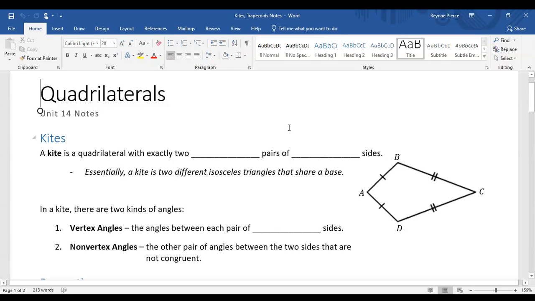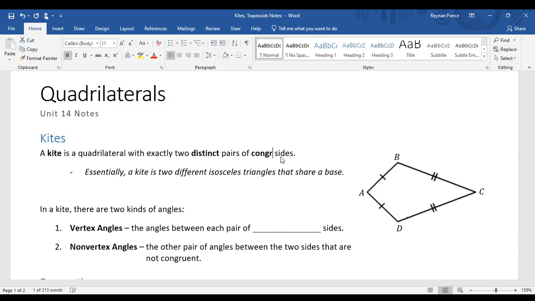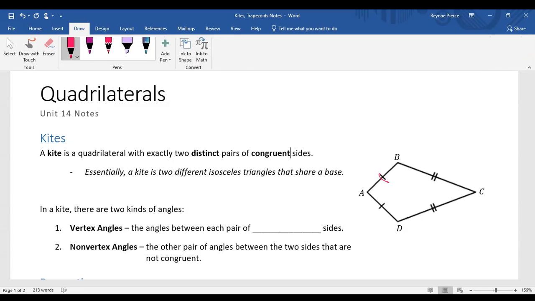Unit 14, we're going to start talking about quadrilaterals, and we are going to start with kites and trapezoids. A kite has exactly two distinct pairs of congruent sides. What that means is that here in this picture, AB and AD are congruent, BC and DC are congruent, but between AB and BC, those are not congruent, okay?